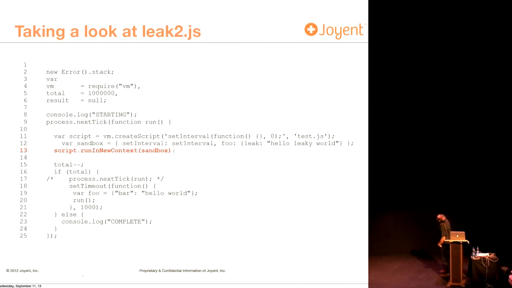Here is the leak2 program, and no, I'm not going to go through this. You can go download it if you want. It's on GitHub. And there's line 13. It actually also tells me about line 27, which is at the end of the file. So it's a closure that isn't being handled properly.